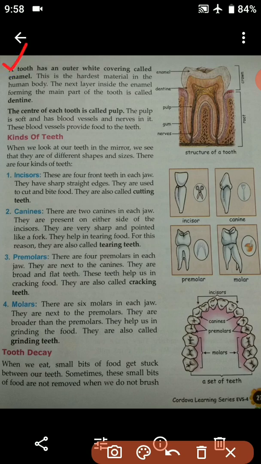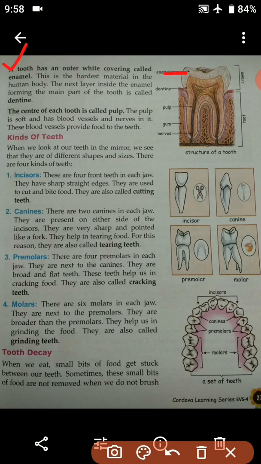a tooth has an outer white covering called enamel. So students, this is the outer white covering and this one is known as enamel. This is the hardest material in the human body. So students, you have to remember this. The hardest material in the human body is known as enamel.